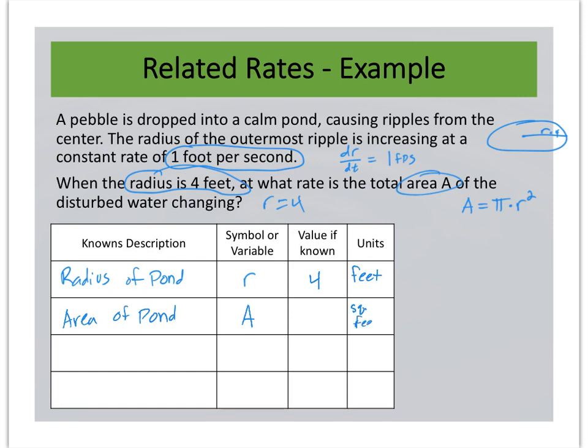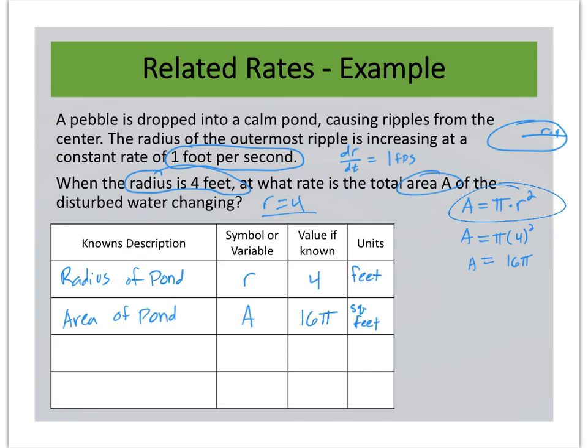Square feet. And how do I know the area of this pond? Well, the area when the radius is 4 is pi times 4 squared, which is 16 pi. So I know the area is 16 pi square feet because I implemented my problem.